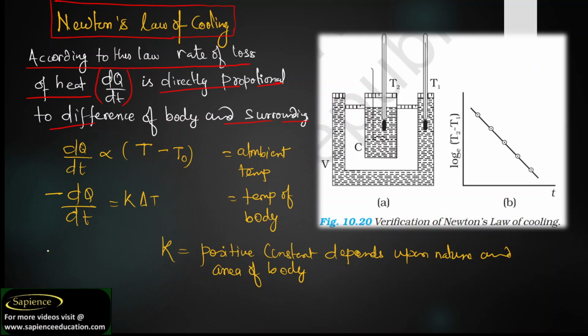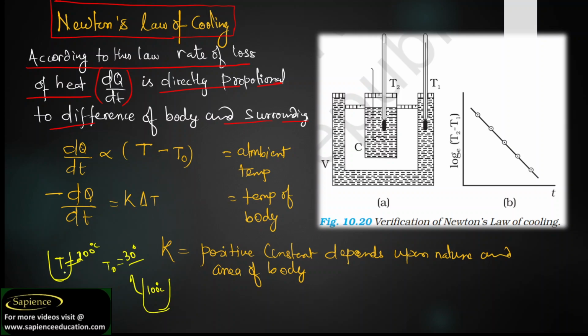Let us consider there is a body. It has a temperature of T, and its surrounding has a temperature of T naught, that is the ambient temperature. Let the body have a temperature of 200 degrees Celsius and the surrounding 30 degrees Celsius. At the same time, there is another body with a temperature of 100 degrees Celsius, but its surrounding is 30 degrees Celsius.